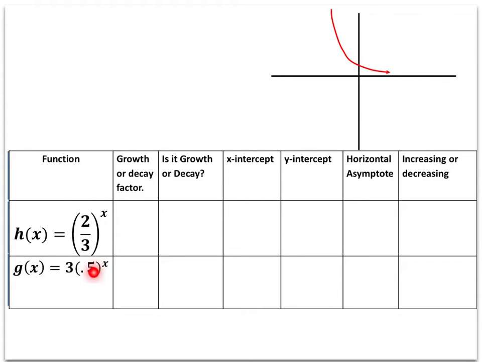0.5 here would be our base, not 3 times 0.5, but 0.5 would be our base. This exponent x only applies to this 0.5. So both of these would be considered decay, so that would kind of answer this question right here. Growth or decay, so we'll write those in, that these are both going to be decay.